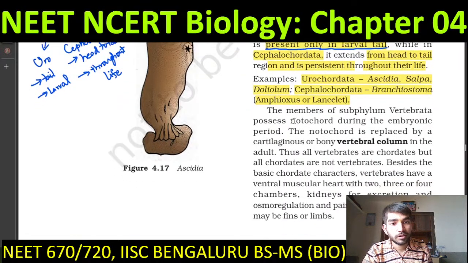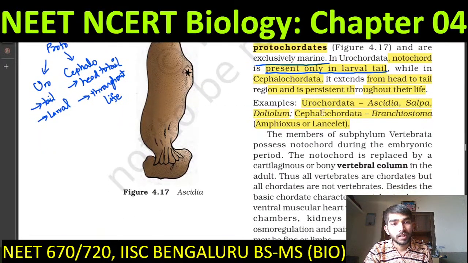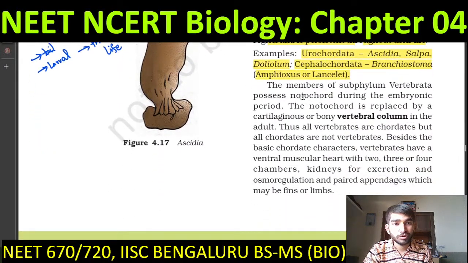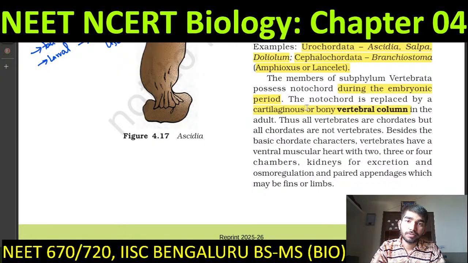Then coming to the members of subphylum Vertebrata. Here we talked about these two very briefly, within one paragraph we talked about both subphyla. If you actually go and study, it's much more diverse. Members of subphylum Vertebrata possess a notochord during the embryonic period. The notochord is replaced by the cartilaginous or bony vertebral column. Like in our case, we have vertebrae, which are bones. But in some vertebrates, it can also be replaced by cartilage in the adult.